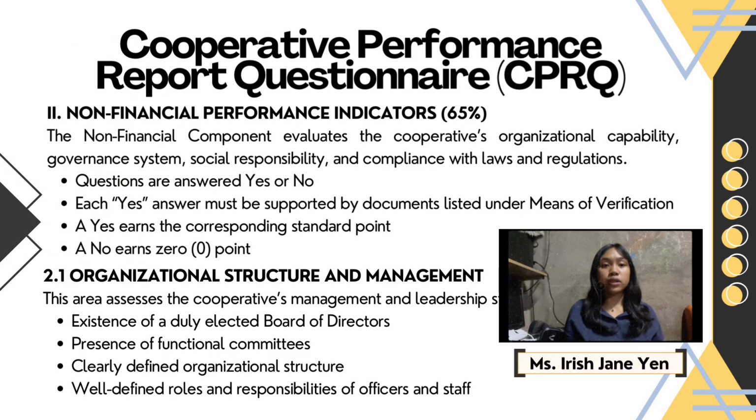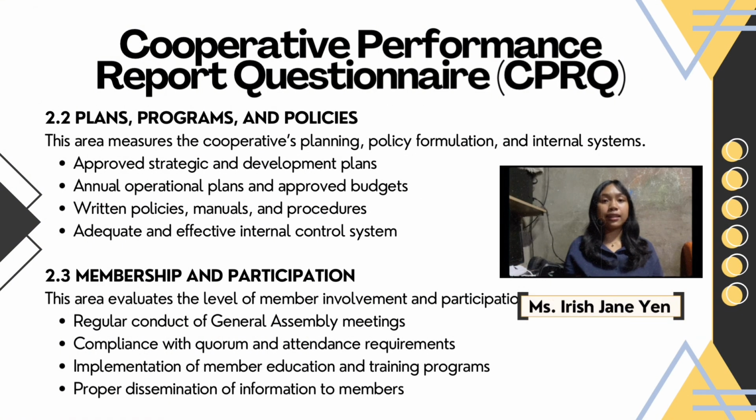Indicators include the existence of a duly elected board of directors, the presence of functional committees, a clearly defined organizational structure, and well-defined roles and responsibilities of officers and staff. Strong leadership and management ensure accountability, transparency, and effective operation. From organizational structure, we now move to planning and member involvement. This slide discusses two important non-financial areas.